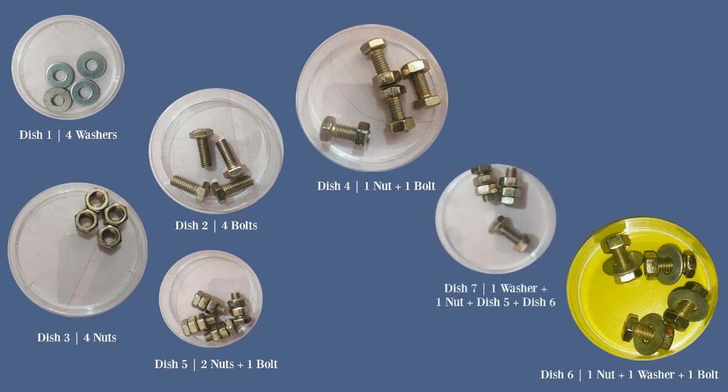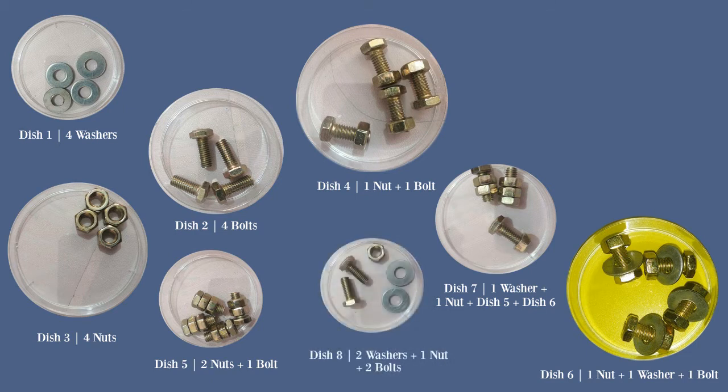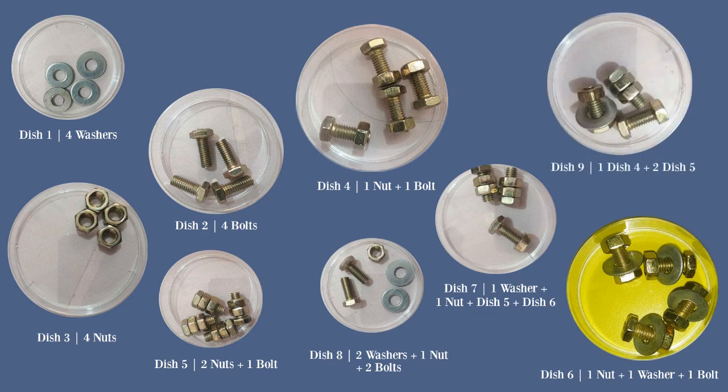For dish 7, 1 washer, 1 nut, and 1 compound as in dish 5, and 1 compound as in dish 6. For dish 8, we have 2 washers, 1 nut, and 2 bolts. For dish 9, 1 compound as in dish 4, and 2 compounds as in dish 5.